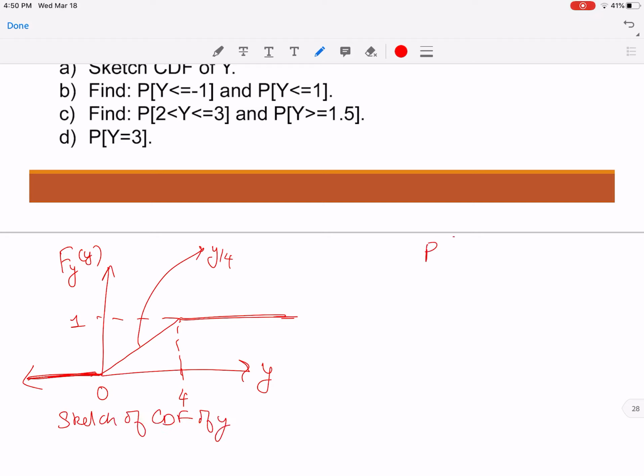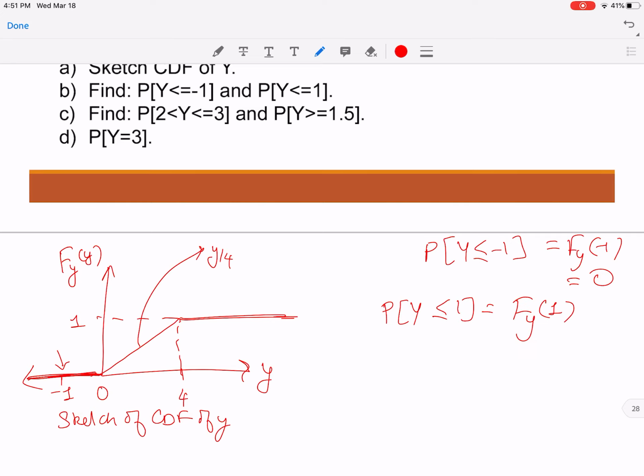Now to find the probability that y is less than or equal to negative 1, just find the value of the CDF at negative 1. Negative 1 is right here where the CDF is equal to 0. So the probability that y is less than or equal to negative 1 is 0. To find the probability that y is less than or equal to 1, calculate the value of the CDF at 1. So 1 is right here. So the value of CDF at 1 is equal to 1 over 4. And that can be obtained by plugging the value of y equal to 1, giving you 1 over 4.